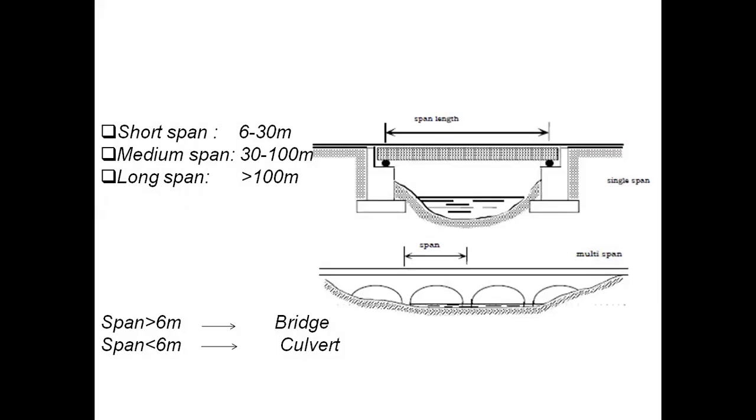I think this also we discussed yesterday. Based on the span, less than 6 meters we call it a culvert. Greater than 6 meters, we call it a bridge. And the major bridges have 3 different spans: short span, medium span, and long span. 6 to 30 meters, we call short span bridges. 30 to 100 meters, medium span bridges, and greater than 100 meters, long span bridges.